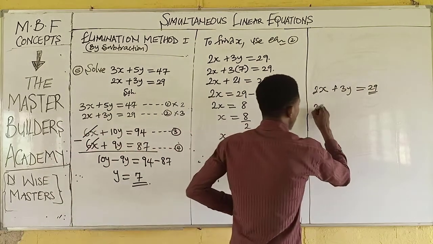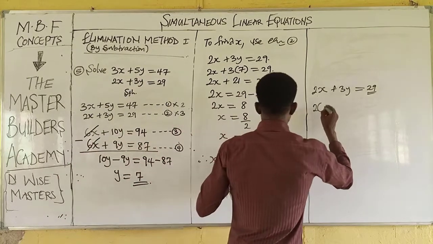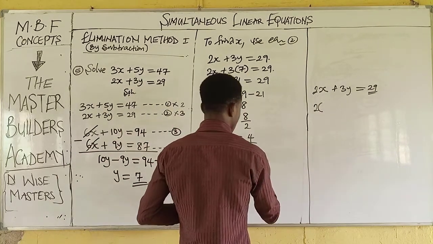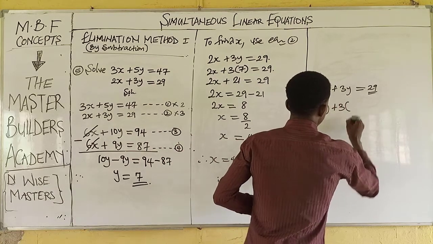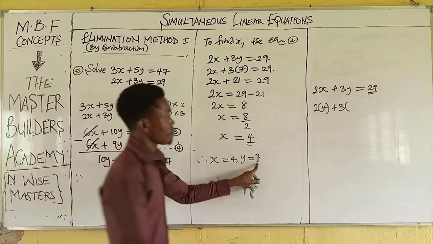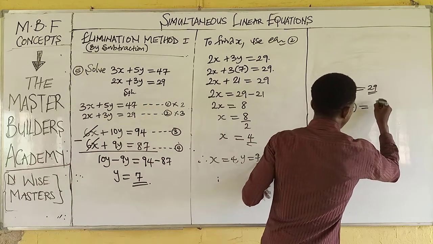So this would have given us 2 multiplied by x. The value of x is 4. Are we there? Yeah, the value of x is 4. Plus 3, the value of y is 7. Then equal to what? 29.